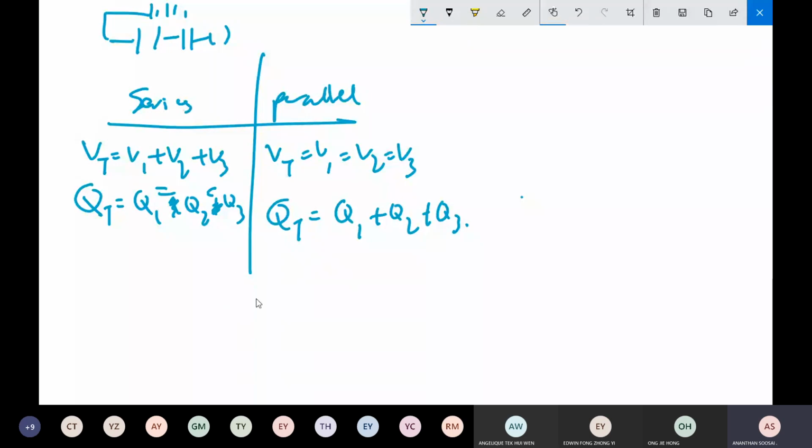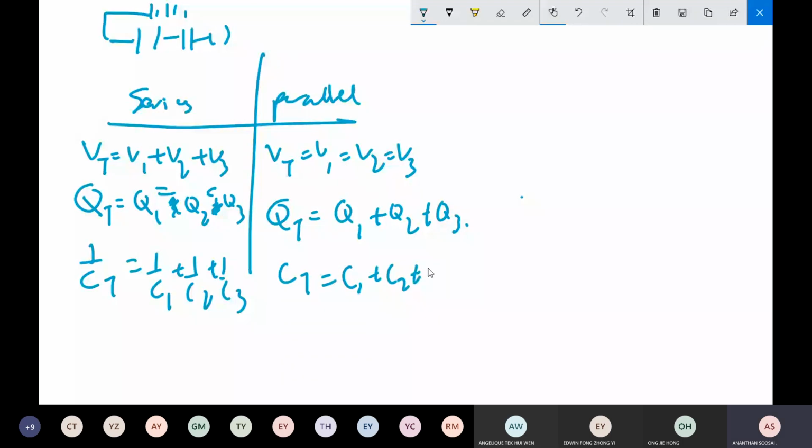Okay, the last one is something new, capacitance. For series, 1 over C total equals 1 over C1 plus 1 over C2 plus 1 over C3. For parallel, C total is C1 plus C2 plus C3. So this is capacitance arranged in series and parallel. Okay, let's do one question about this.